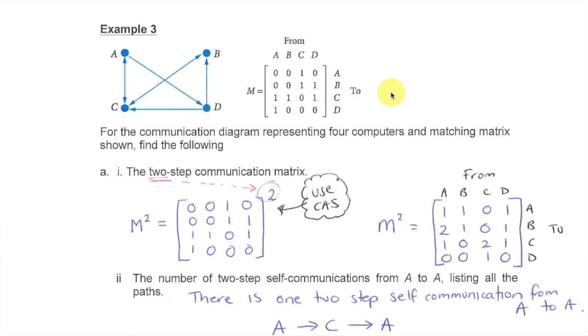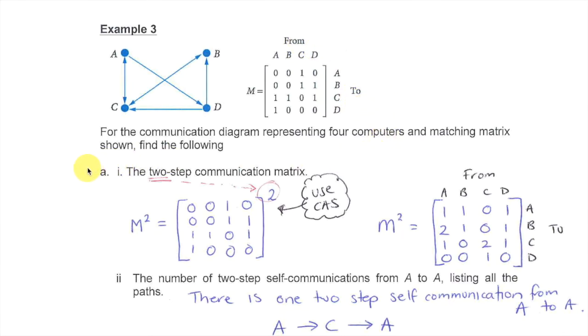So this example here should clear things up for us. We have ourselves a communication diagram. You can see we've got objects A, B, C, and D, and all the links between them. And we've got the related M matrix, which is the communication matrix. It shows all the one-step connections, so these are the direct connections from object A to A, B, C, D, and from B, C, and D. It's very important that you get the from and the to right.